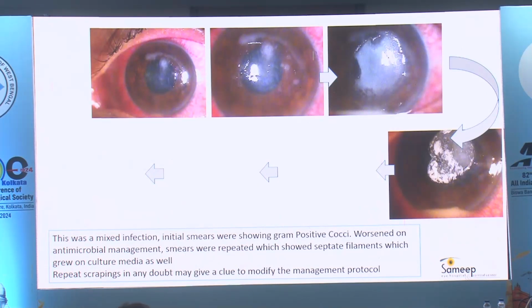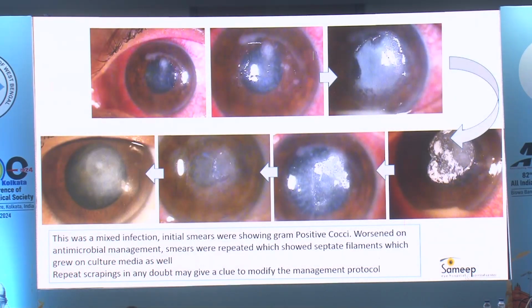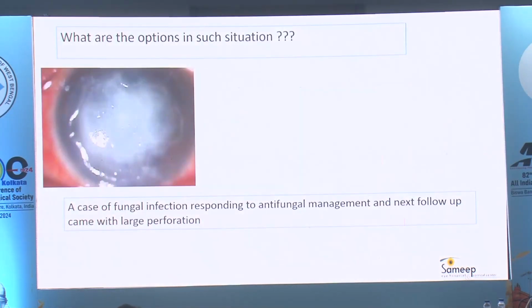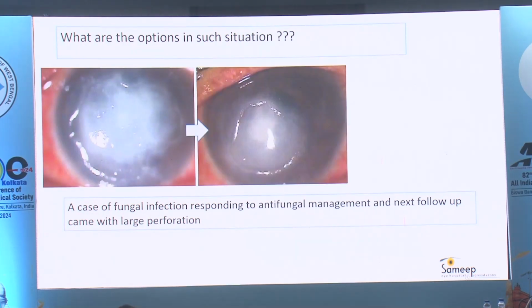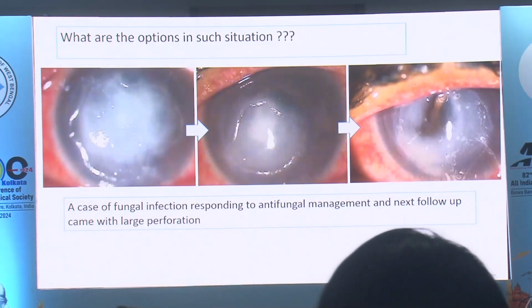You can see that now the patient has started responding to antifungal management, and this is how it responded, and eventually the patient healed with a corneal scar, but it does not happen every time. This is another patient where we found there was a fungal infection which started responding to antifungal management, but on the next follow-up you can see that the patient ended up with a corneal perforation.